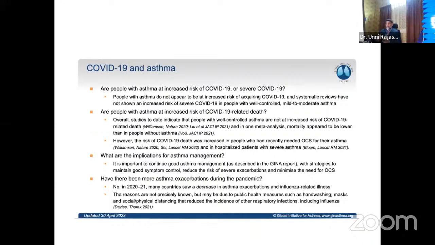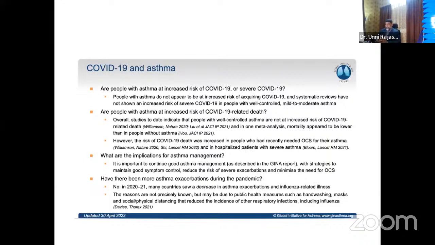So does asthma carry an increased risk of COVID-19 related deaths? The overall studies have shown that there is no increased risk of COVID-19 related death. And in one meta-analysis, mortality appeared to be lower than in people without asthma. So this was something interesting to understand, because being an asthmatic, your COVID-19 related death is not going to be a problem at all. It's not a staggering issue.